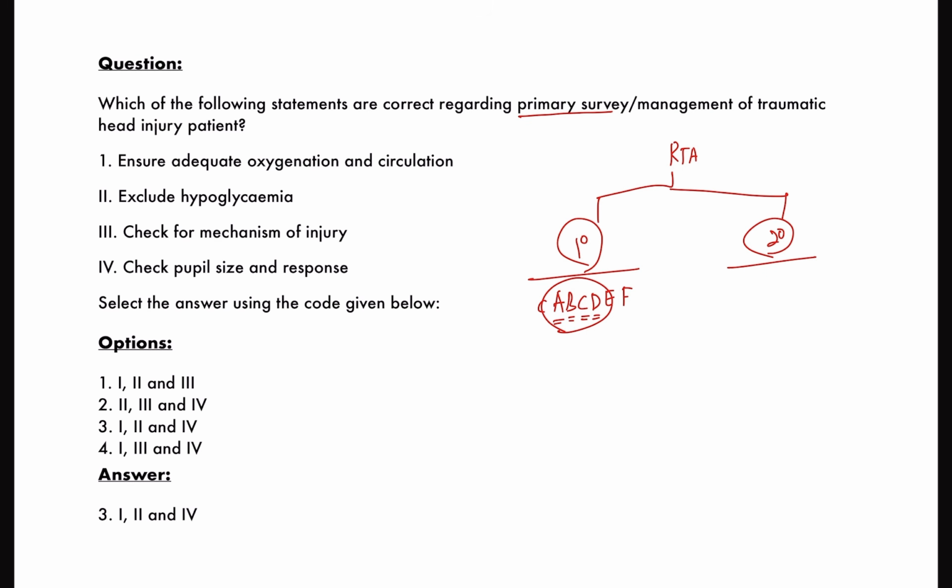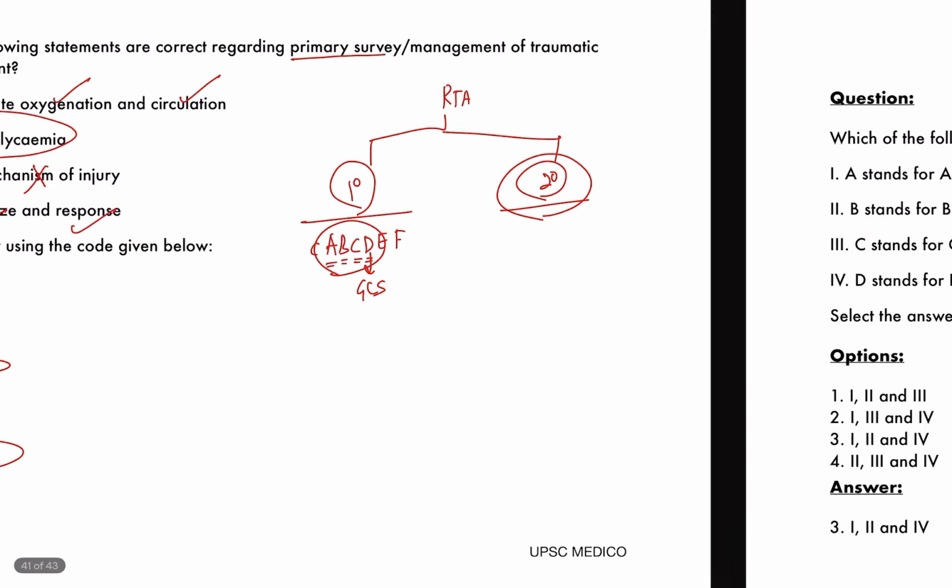Now in the primary survey we have to make sure that there is adequate oxygenation and circulation, and we have to check the pupil size and response, because disability are stated, we go for Glasgow Coma Scale also. We have to exclude hypoglycemia as well, but we will never check for mechanism of injury here. Mechanism of injury is checked in the secondary survey. This is wrong. So 1, 2 and 4 are correct answers. 1, 2 and 4, that is option 3.